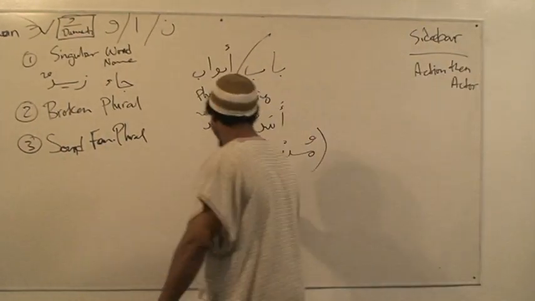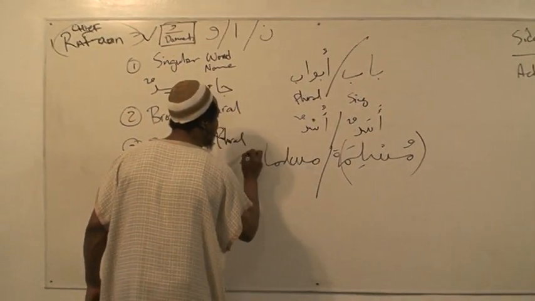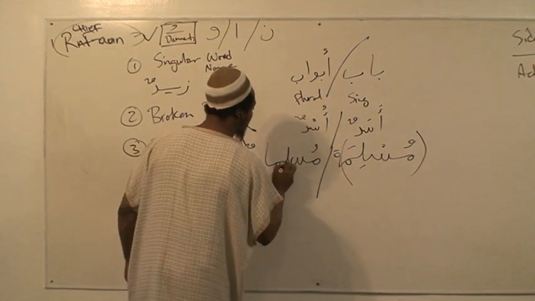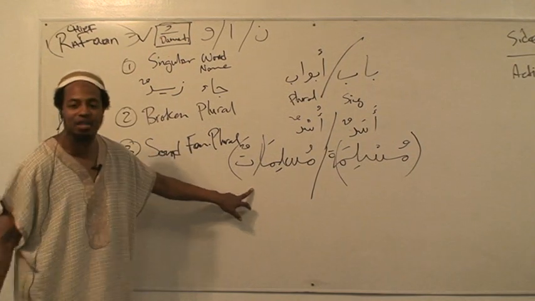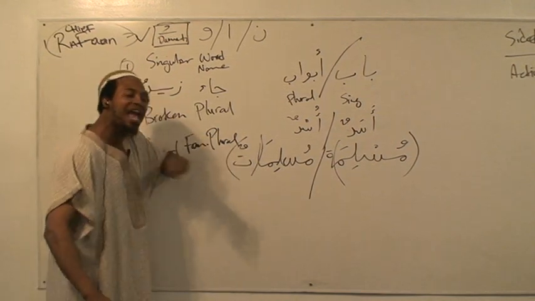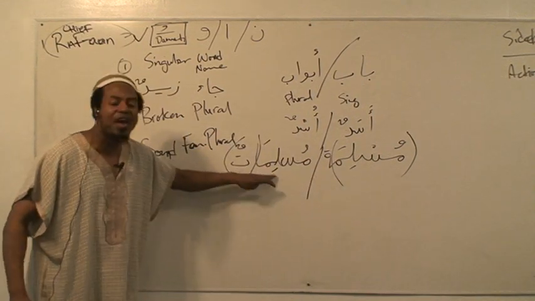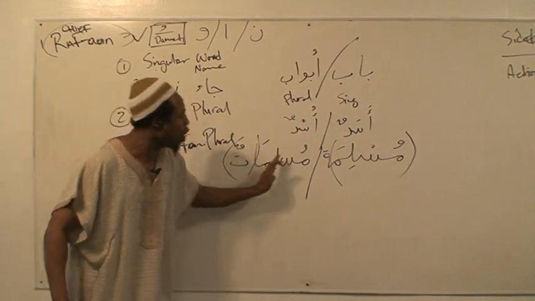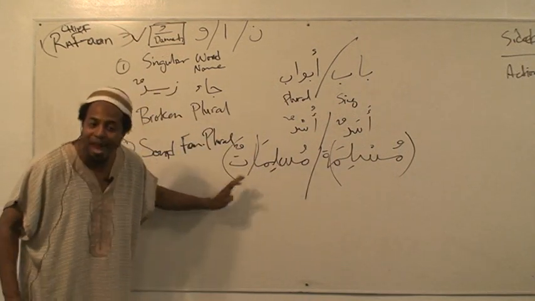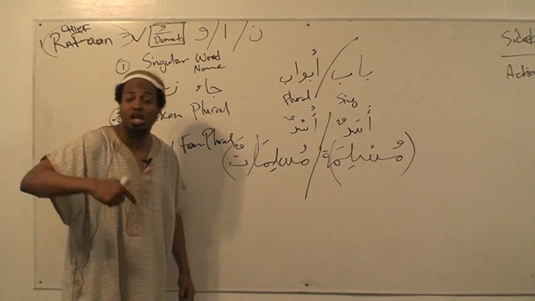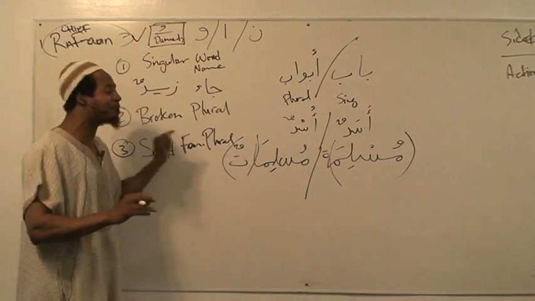But when you do the plural, it's muslimat. Muslimatun. And so there's an added alif with ta at the end. So this is called a sound feminine plural, because the whole construction is left alone and the change only occurs where? With an addition of alif and ta. That is called a sound feminine plural.